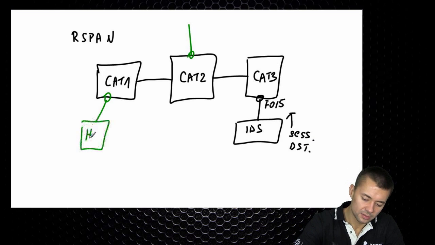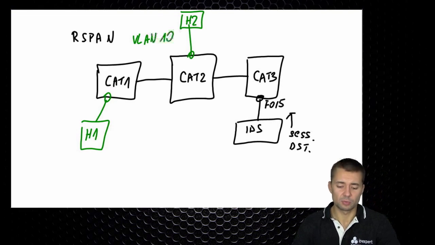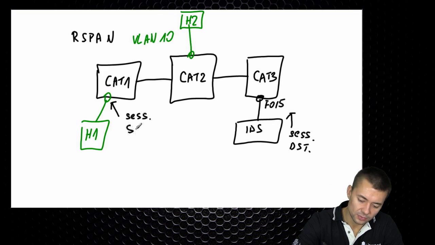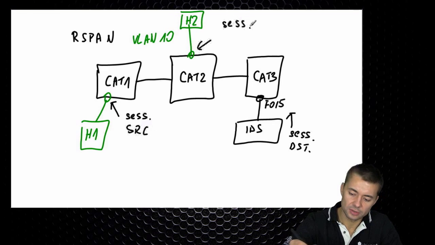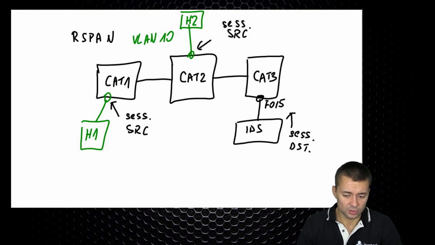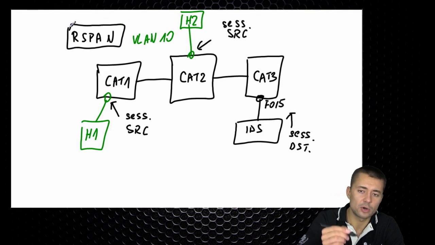I want to copy the packets from those ports, or maybe just from the entire VLAN. Like in the previous case, let's say that this is VLAN 10. So I would have to configure those two switches. Say that this interface or the entire VLAN is my session source. We would have to do the same over here. This is my session source. And then destination on those devices would be the RSPAN VLAN.